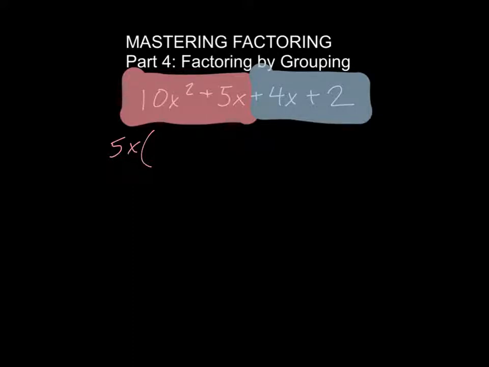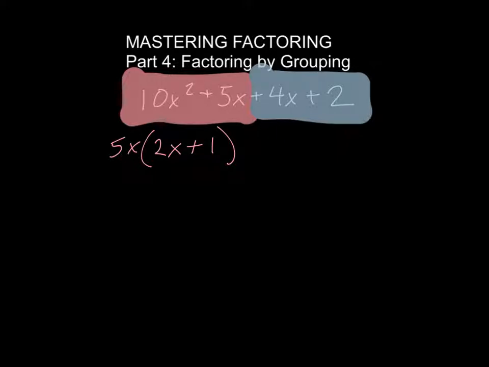Then we will see what's left when we create an equivalent expression. So 10x squared divided by 5x, that's the operation that we want to do first. That will leave us with a 2x. And then we will take 5x divided by 5x. Anything divided by itself, remember, equals 1.